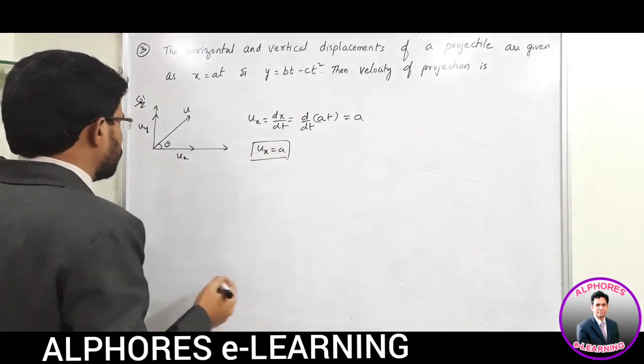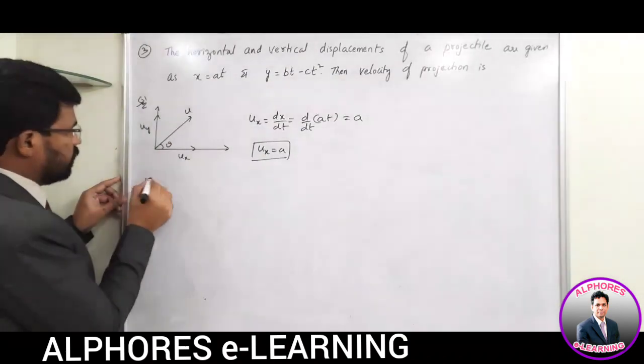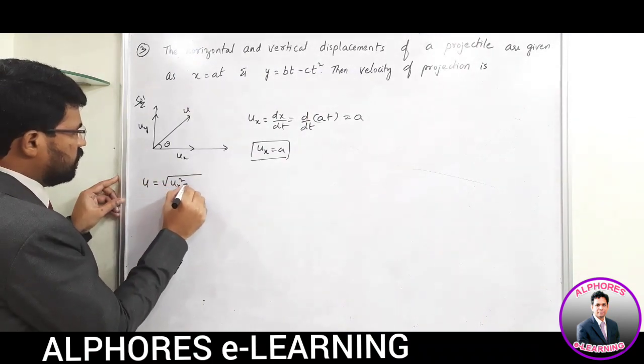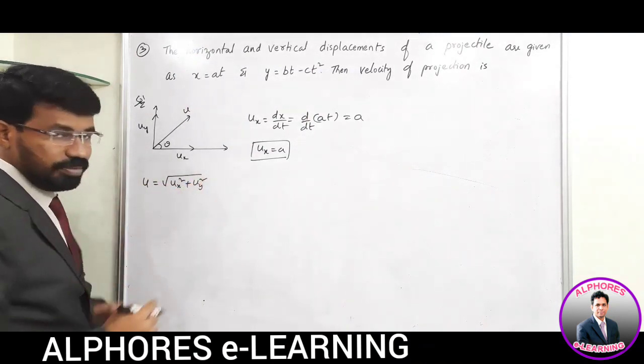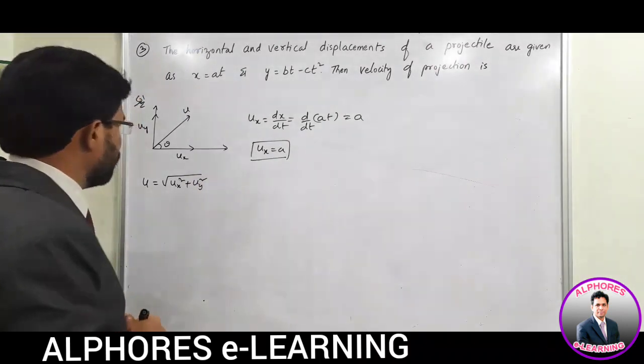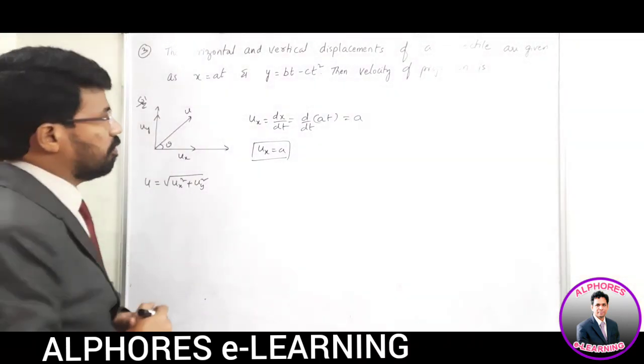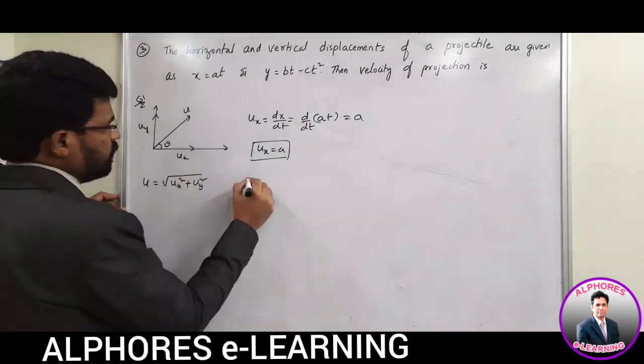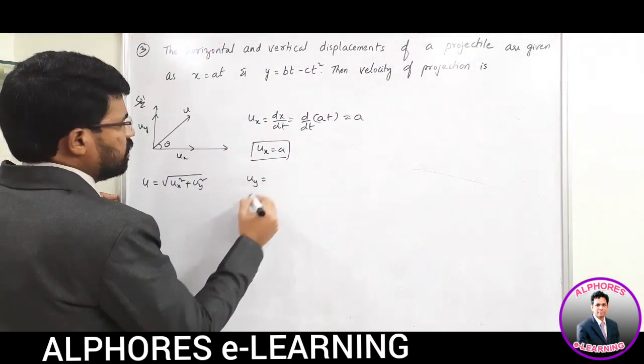If ux and uy are known to us, we can find out u. How can it be calculated? u can be calculated like this: u is equal to the square root of ux square plus uy square. Isn't it? This thing we know from our knowledge of vectors. Now let us find out the vertical component of velocity, uy. How can it be written?